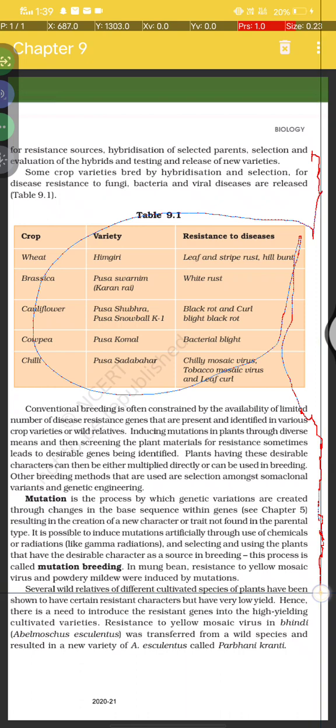Several wild relatives of different cultivated species of plants have been shown to have certain resistance characters but have very low yield. Hence, there is a need to introduce the resistance genes into high yielding cultivated varieties, and resistance to yellow mosaic virus.